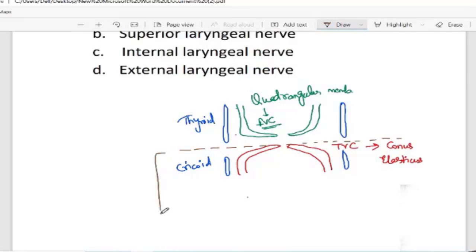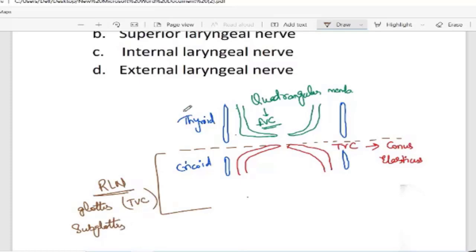The true vocal cord and the area below that is supplied by the recurrent laryngeal nerve. That is, the recurrent laryngeal nerve is the main supply to the glottis, that is the true vocal cords, and the subglottis. We are talking about the sensory supply. Whereas the area above the vocal cord is supplied by the superior laryngeal nerve, more precisely the internal branch.